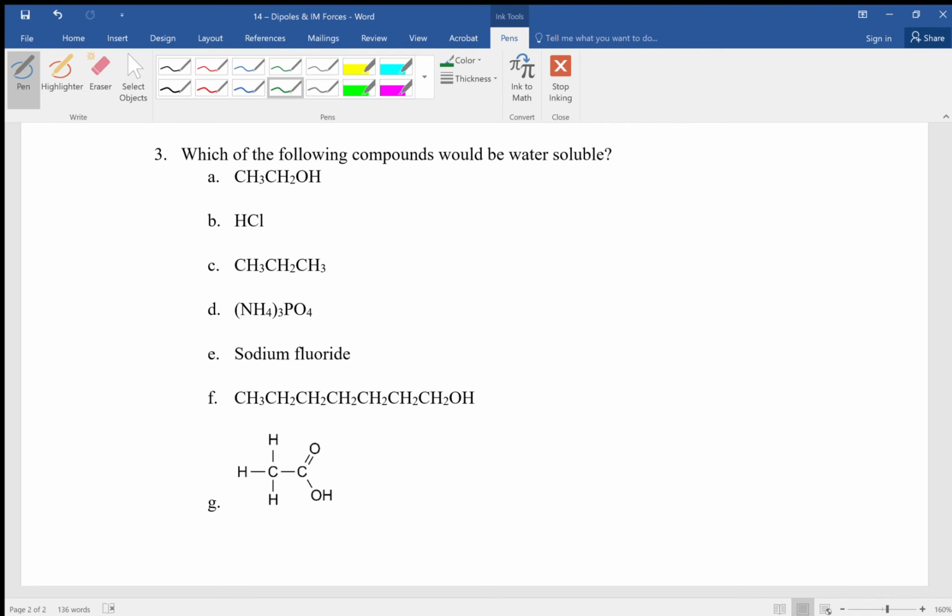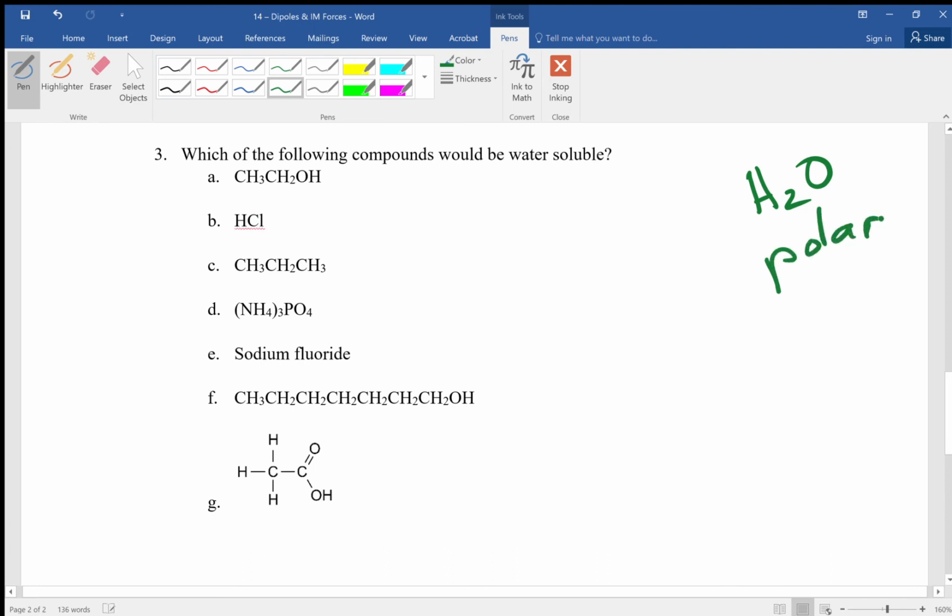Now, solubility is something that we're going to address more in the next chapter, but we're going to get a short introduction to it here and see if we can apply what we've already learned to this situation. So what kinds of compounds do you think would be soluble in water? Well, water itself is a very polar molecule, and so what will be attracted to water are other polar molecules. So if a molecule is very polar, such as an ionic compound, we would expect it to be water soluble.